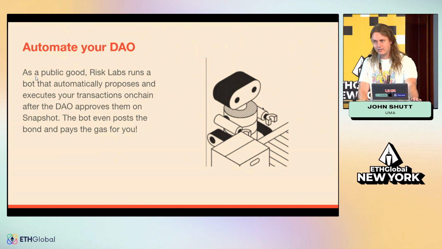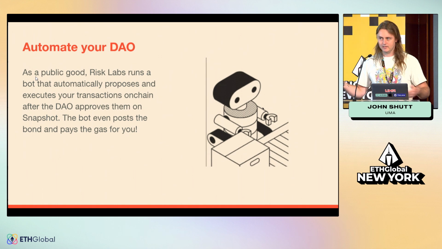And this is actually automated now. So we have a V2. It is basically a bot that Risk Labs runs, because we know that it's a hassle to post a 2 WETH bond to make a proposal, and a hassle to go back and execute it after the proposal challenge window is over. So we just have a bot that we run that does this on your behalf.